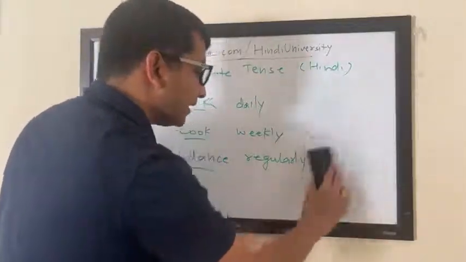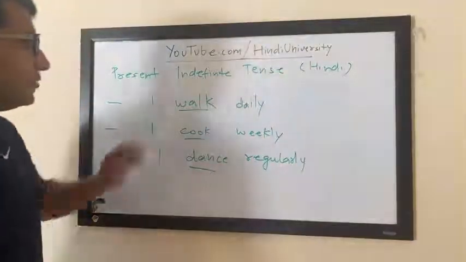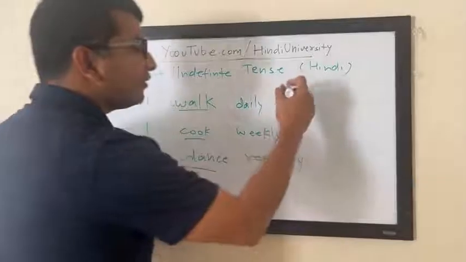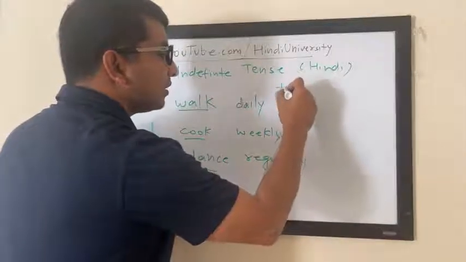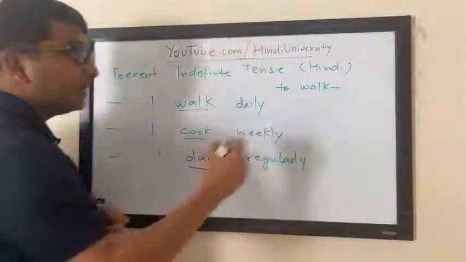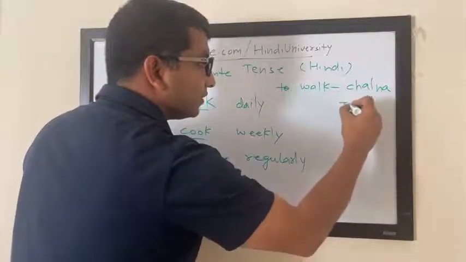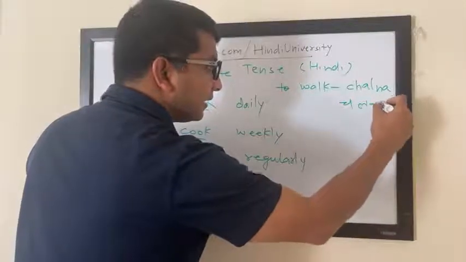Okay, so this time, let me ask, let's see, Master Ramji, what do you think? To walk, what is the infinitive form of the verb to walk? Chalna. Very good, right? So you have chalna. Okay, you have a cha, la, and na.